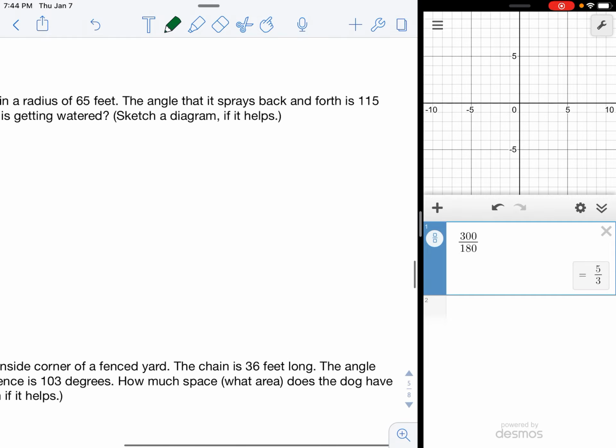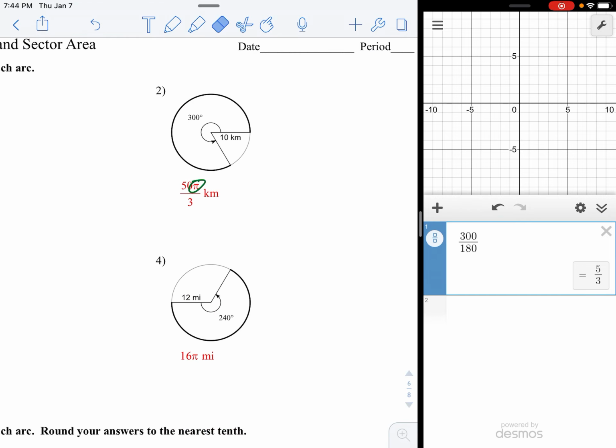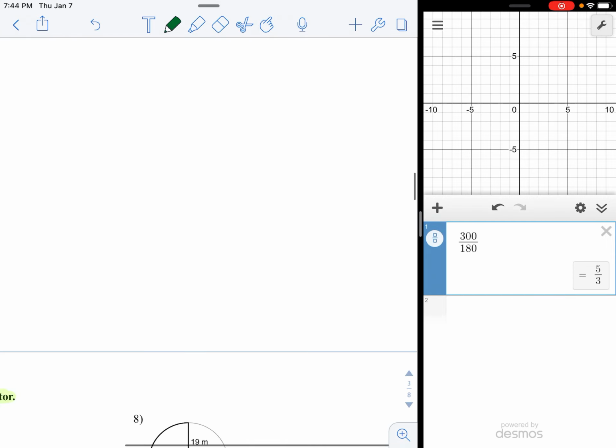And why is this taking me so long just to scroll down? Right there, 50 pi over 3 kilometers. Nothing fancy, that's pretty much it.